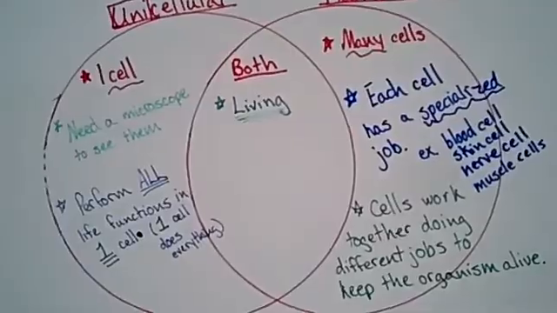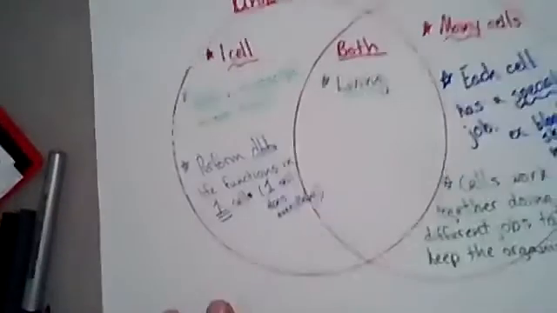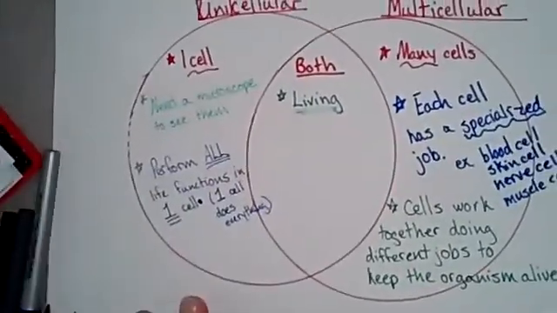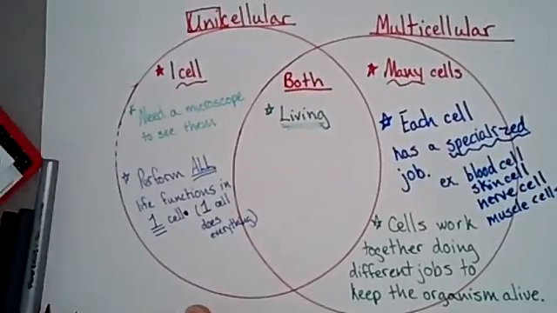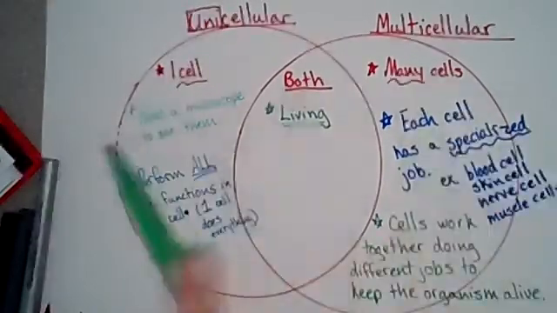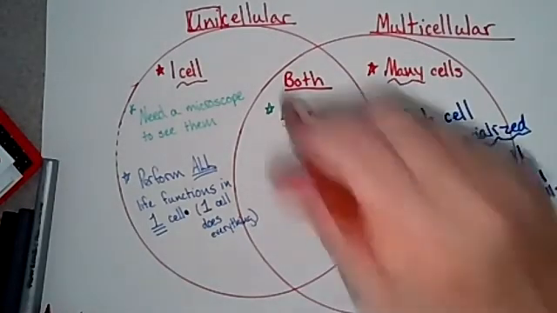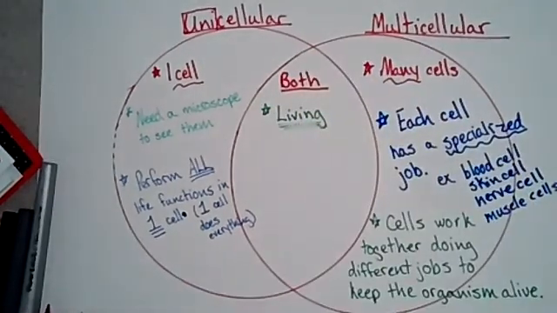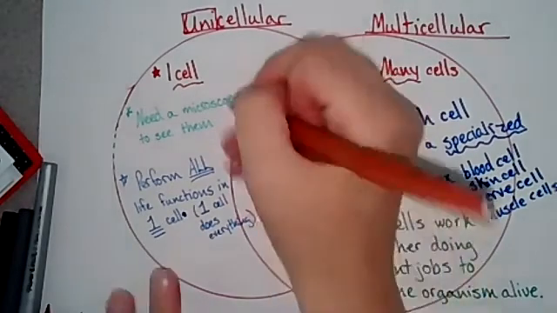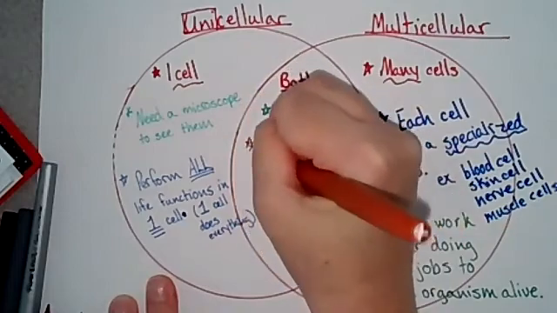Okay? Now, let me slide this right here. Let's talk about what both multicellular and unicellular, what they have in common. Okay, they are both alive. That is really important that you understand that. They are both alive. Both of them reproduce.